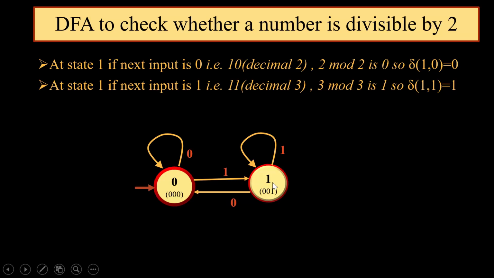On the other hand, if we are at state number 1 and we get 1 as input, that means 11, decimal equivalent of 11 is 3. So, 3 mod 2 is 1. So, delta transition of 1 on 1 is 1, which is represented here by a loop. So this is how we will design a DFA for checking whether a number is divisible by 2 or not.